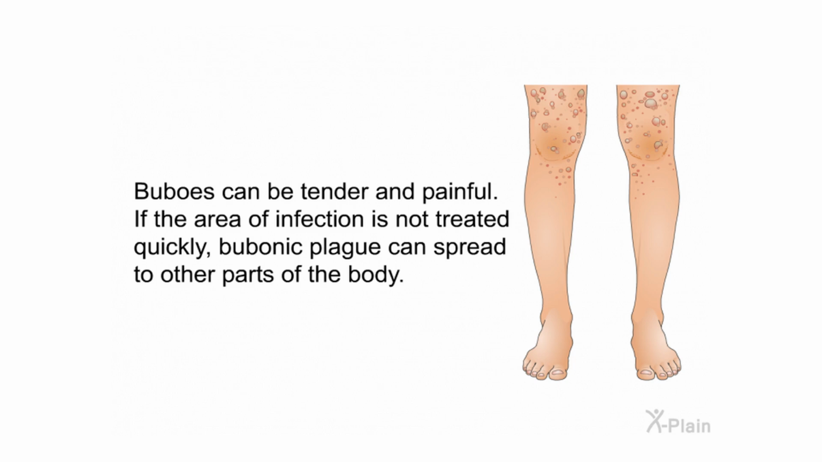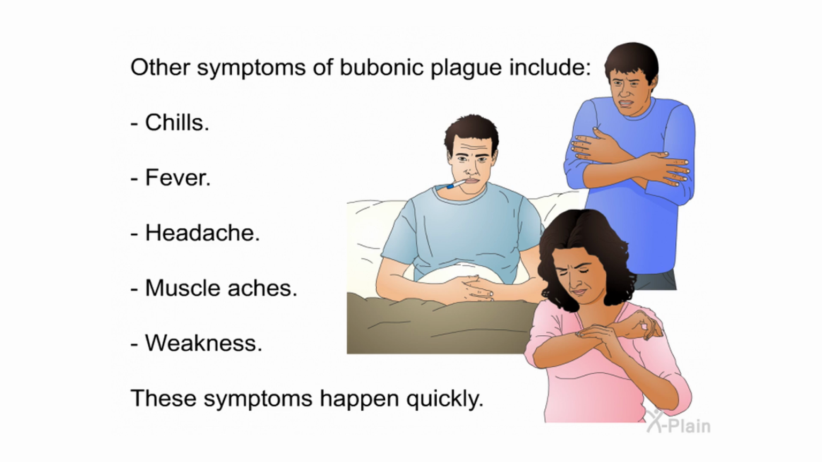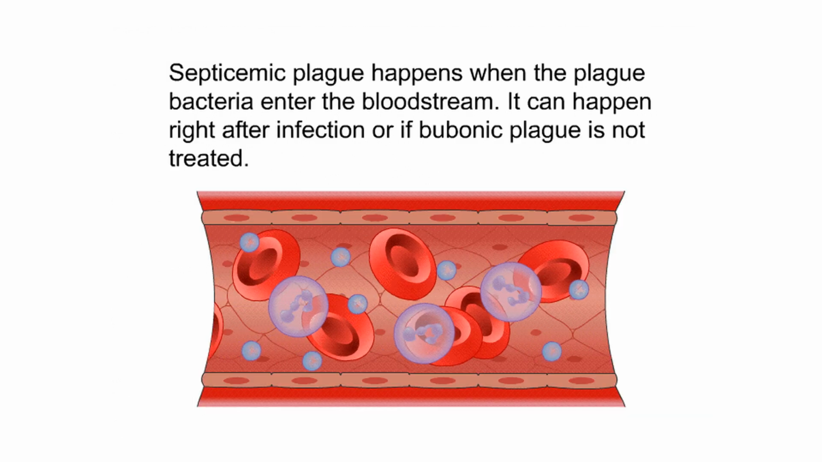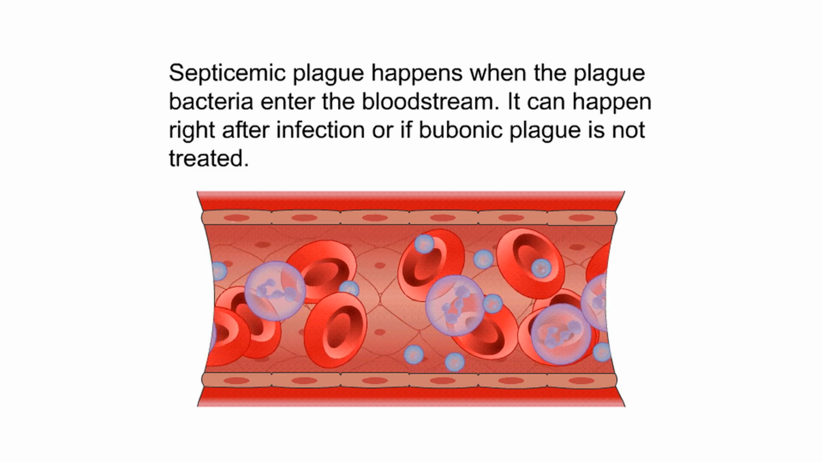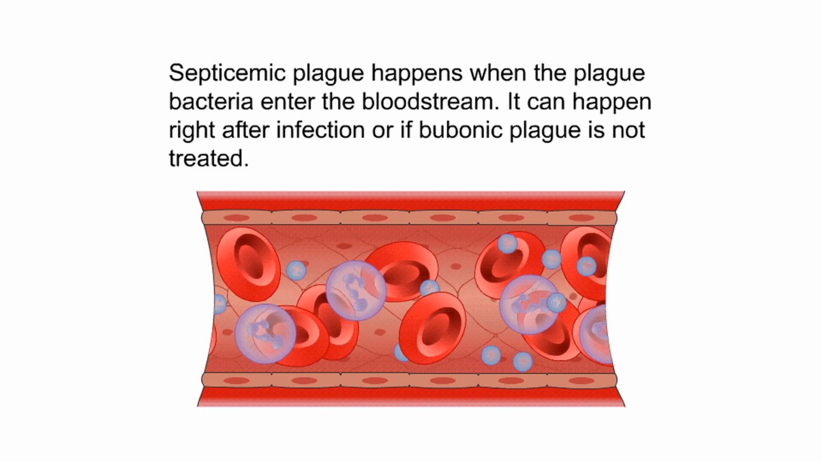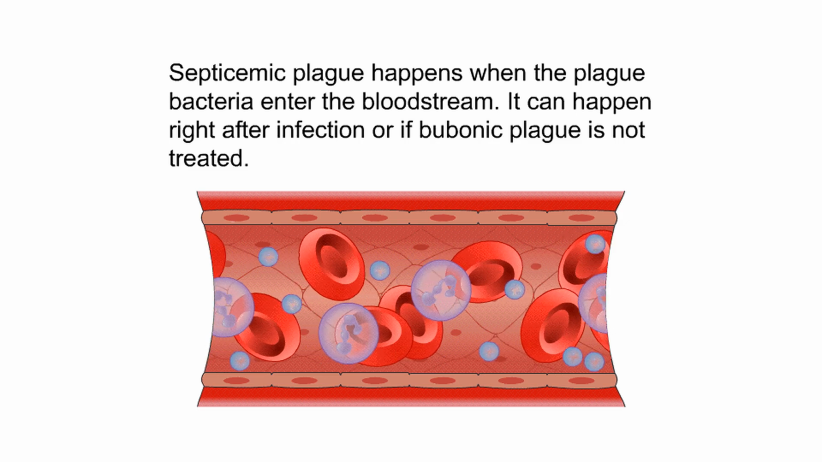If the area of infection is not treated quickly, bubonic plague can spread to other parts of the body. Other symptoms of bubonic plague include chills, fever, headache, muscle aches, weakness. These symptoms happen quickly. Septicemic plague happens when the plague bacteria enter the bloodstream. It can happen right after infection or if bubonic plague is not treated.